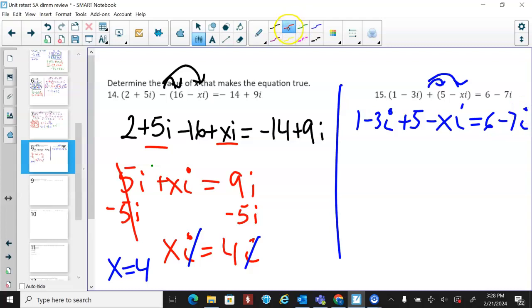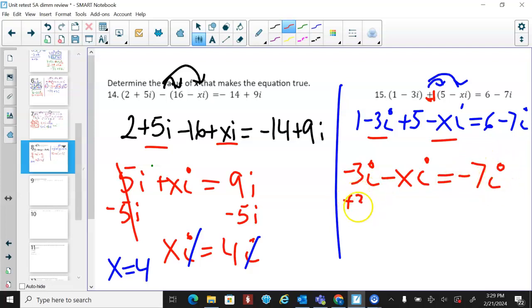Okay. Now again, the positive 1 there did not change any sign. Okay, it's a positive. So now again, I'm going to just do i parts. So I got negative 3i minus xi has to equal negative 7i. So I'm going to add 3i to both sides. All right, this is going to zero out. I'm going to have negative xi now equals 4i.